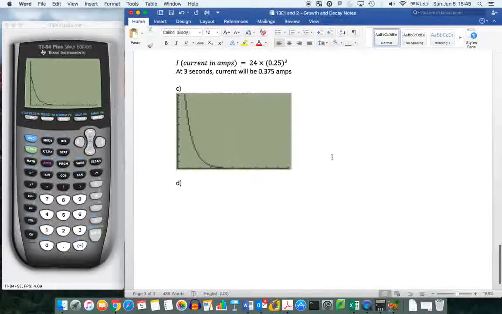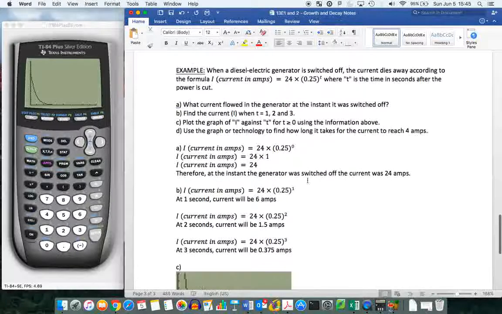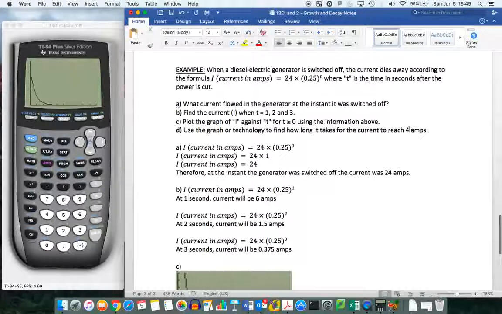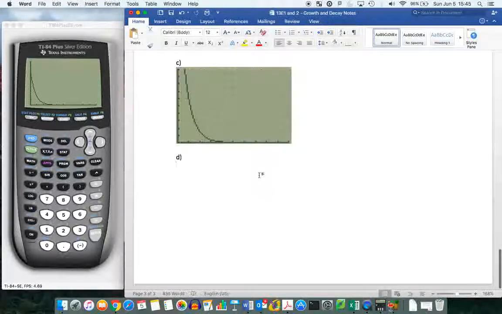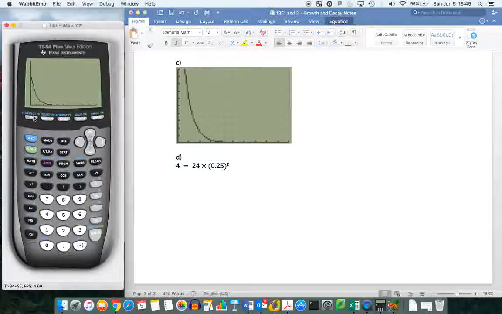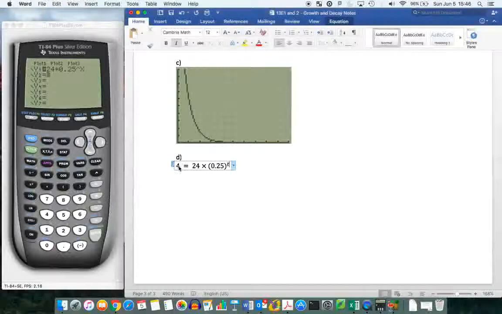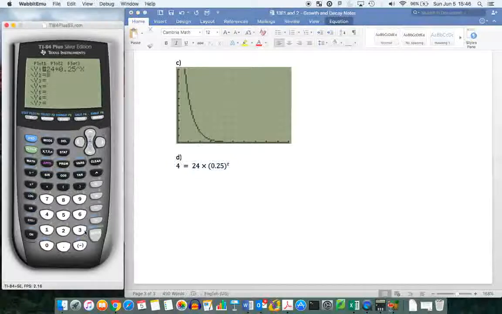And now, quickly do the last little bit. Use the graph technology to find how long it takes for the current to reach 4 amps. So we're using this function again. But this time, we're interested in 4 amps. We want to work out how long it takes to get to 4 amps. So the way we've solved these all before is to graph both sides. That side is already graphed, 24 times by 0.25 to the t. Now we just need to put y is equal to 4 on the other side.